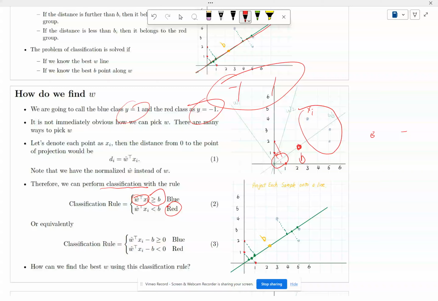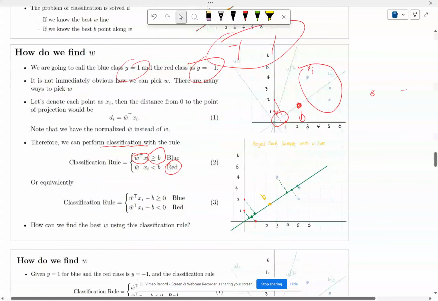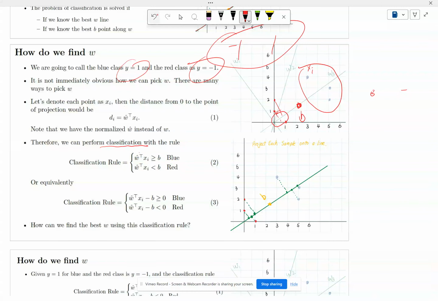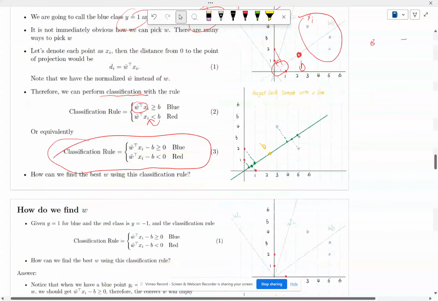So the classification rule is therefore this minus b: if it's greater than 0, we pick blue. If this minus b, because I moved the b here, is less than 0, then it's red. So that's the classification rule. That's how we can set things apart.